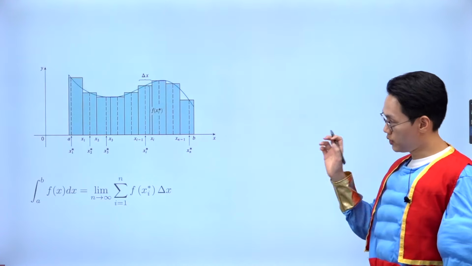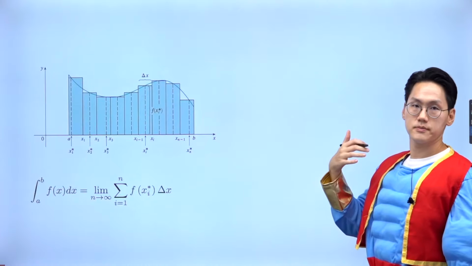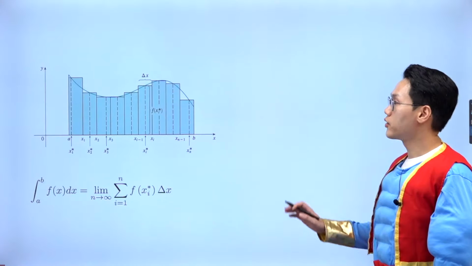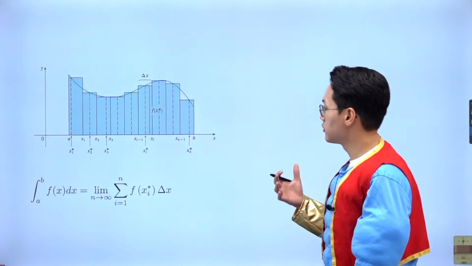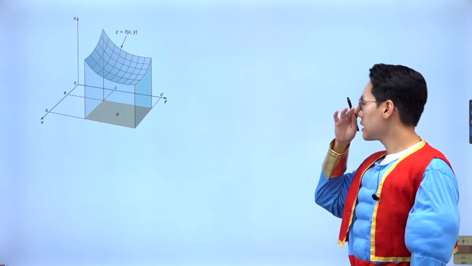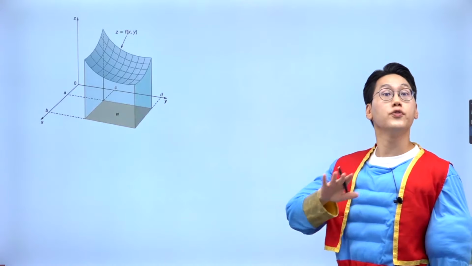Riemann sum, right? The area under the curve was approximated by infinitesimal rectangles, which is how we define the integration. Now we also learn about the formulas for area, volume of revolution, arc length, and things like that. But right now, I'd like to use that infinitesimal definition to find the volume under the surface.